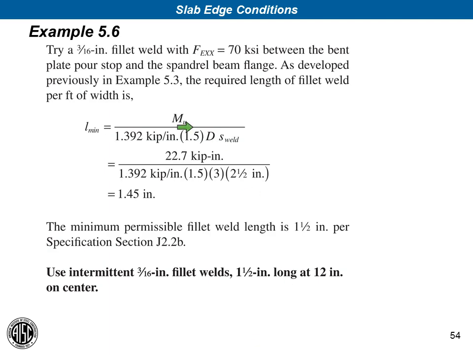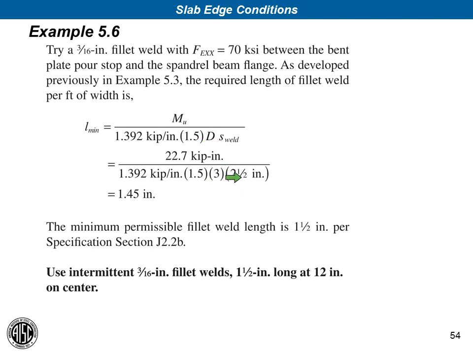Again, we'll take our moment demand of 22.7 kip inches, and we can divide that by 1.392. This is the capacity of a 70 KSI weld in kips per inch per 16th of thickness. We're going to multiply by 1.5 because the load is perpendicular to the axis of the weld. We're going to try 3/16 of an inch weld, and the length of the weld is 2.5 inches.